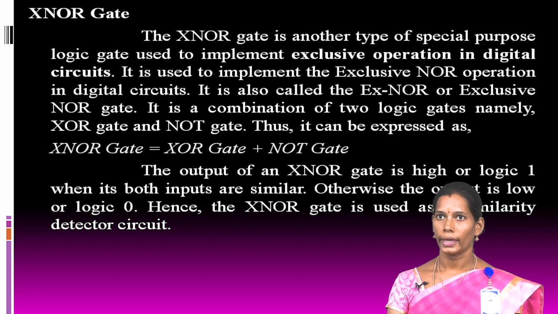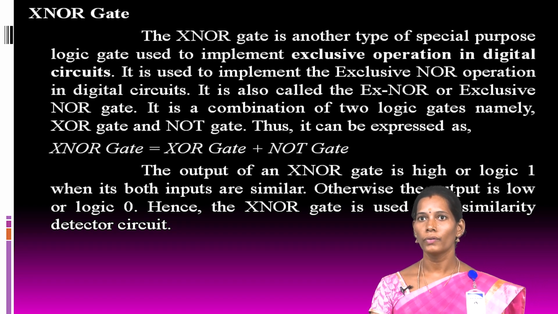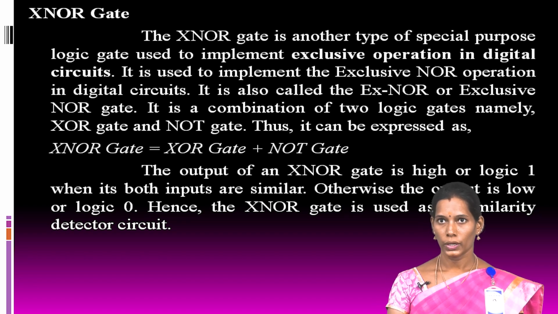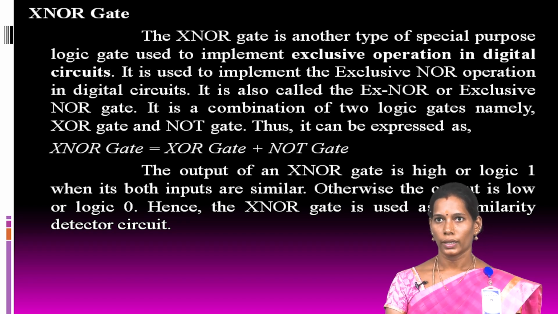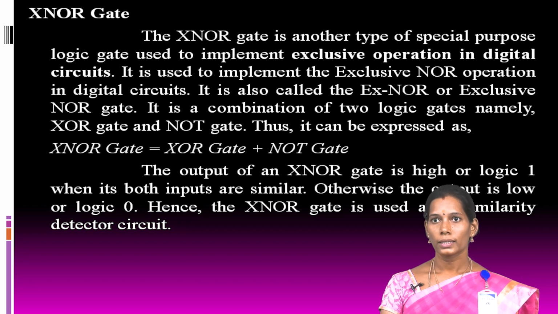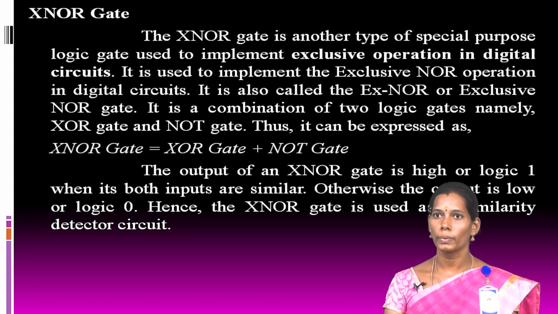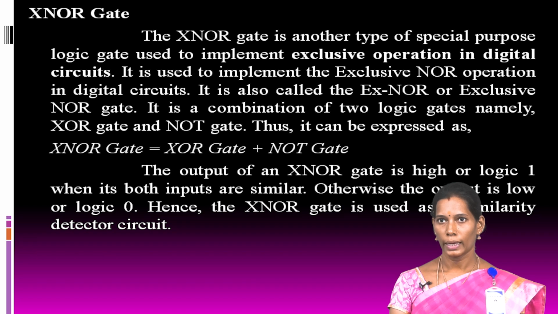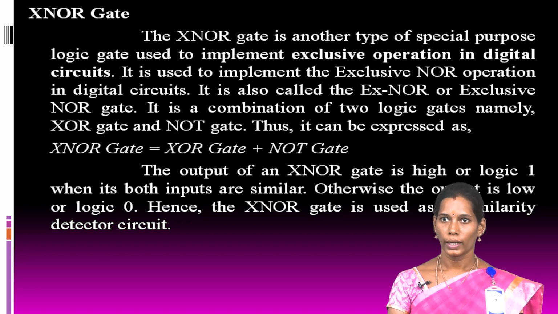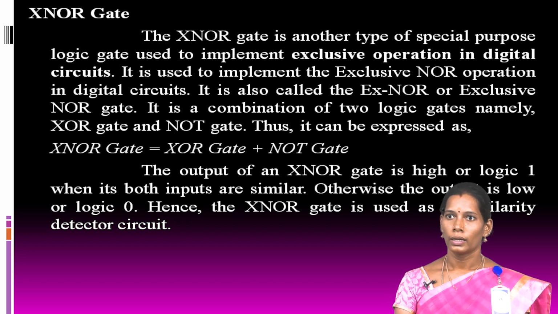XNOR gate. The XNOR gate is another type of special purpose logic gate used to implement exclusive operation in digital circuits. It is used to implement the exclusive NOR operation in digital circuits. It is also called the EXNOR or exclusive NOR gate. It is a combination of two logic gates, namely XOR and NOR gate. Thus, it can be expressed as XNOR gate equals XOR gate plus NOR gate.